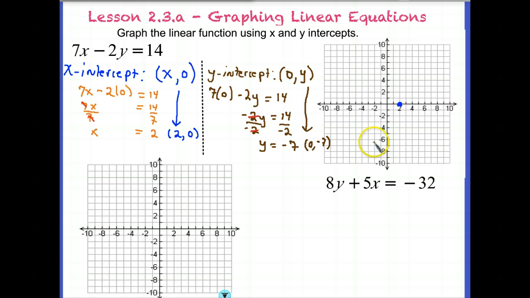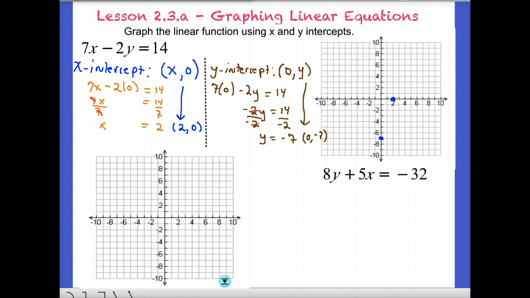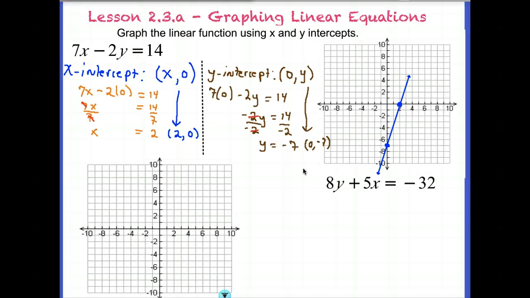Okay, so let's plot this point on our graph. 0, -7 is down here. And then all I have left to do is draw my line between the 2 points. And it would look something like that. Okay. And that's how you graph using your x and y intercepts. Let's try one more example.